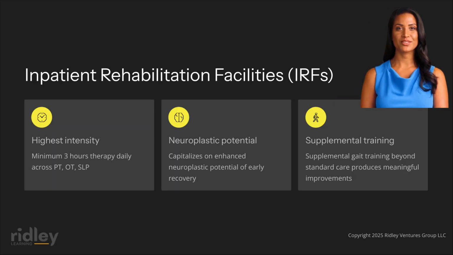Inpatient rehabilitation facilities provide the highest intensity of post-acute stroke rehabilitation services, offering coordinated interdisciplinary care that typically includes a minimum of 3 hours of therapy daily across physical therapy, occupational therapy, and speech-language pathology services, as indicated by patient needs. The intensive service delivery model of inpatient rehabilitation is designed to capitalize on the enhanced neuroplastic potential of the early recovery period, providing the repetitive, task-specific practice necessary to drive motor learning and functional recovery.